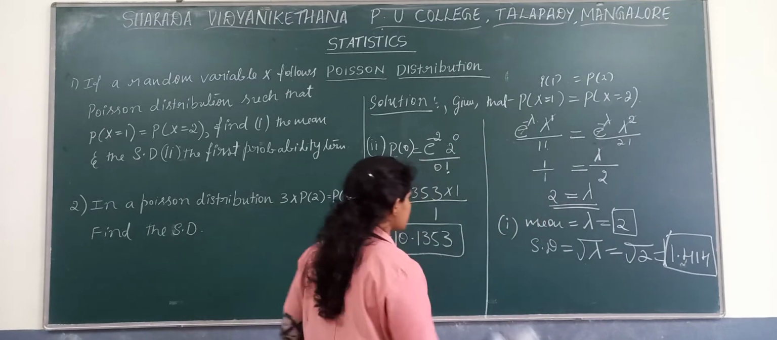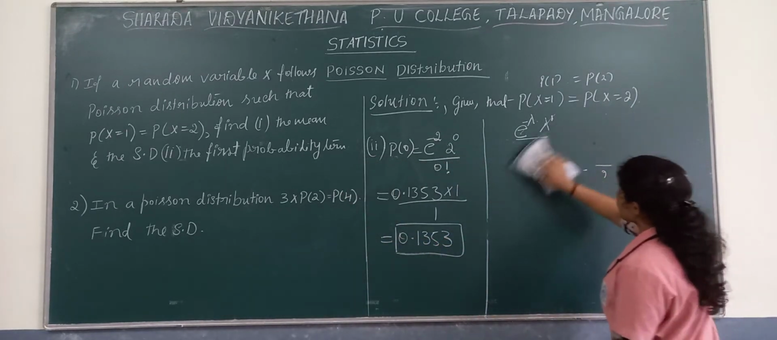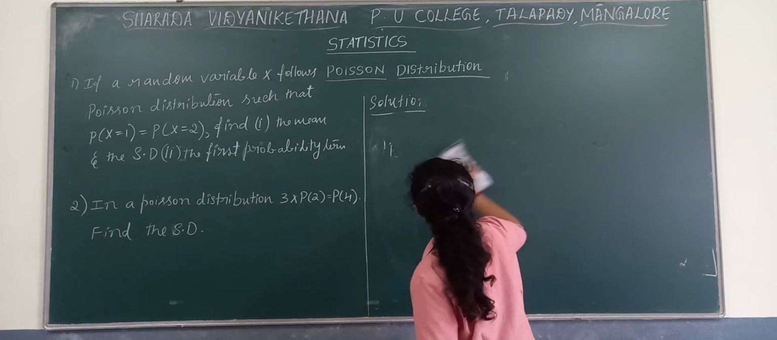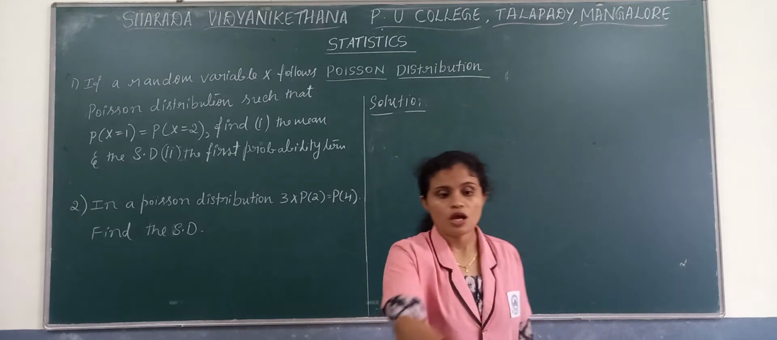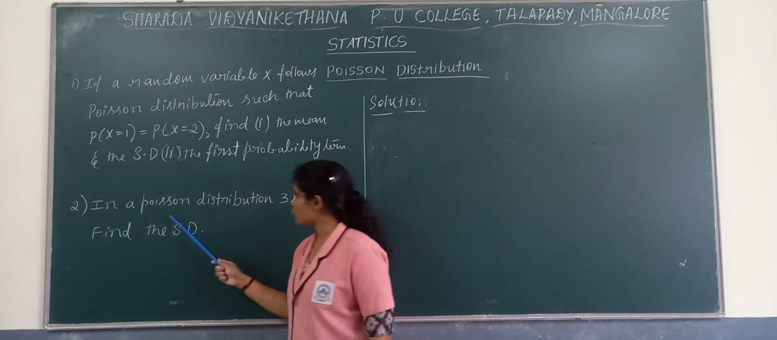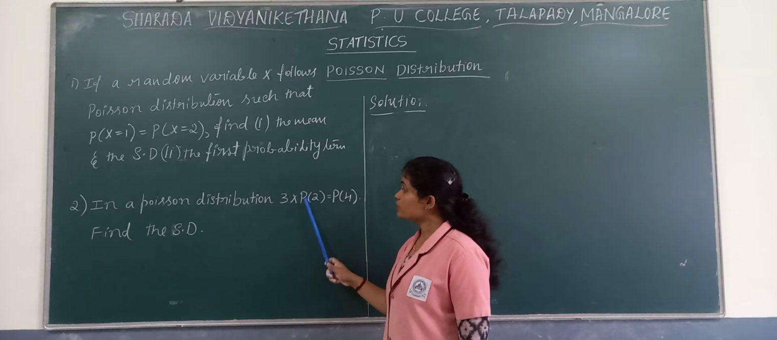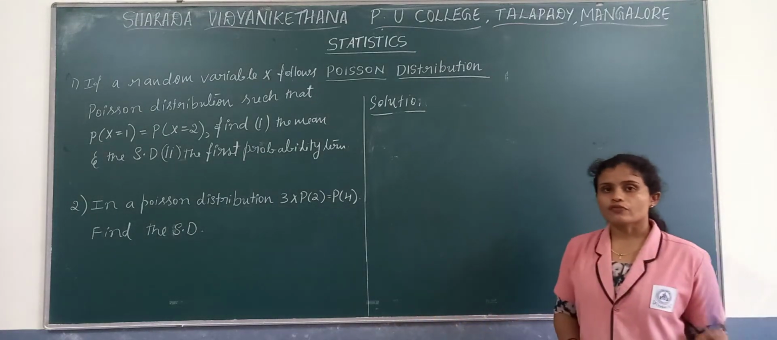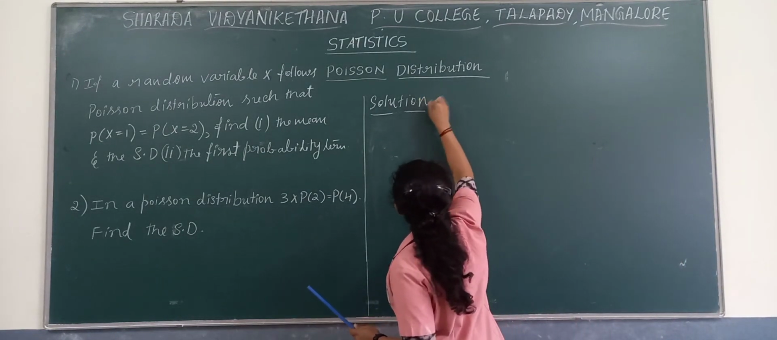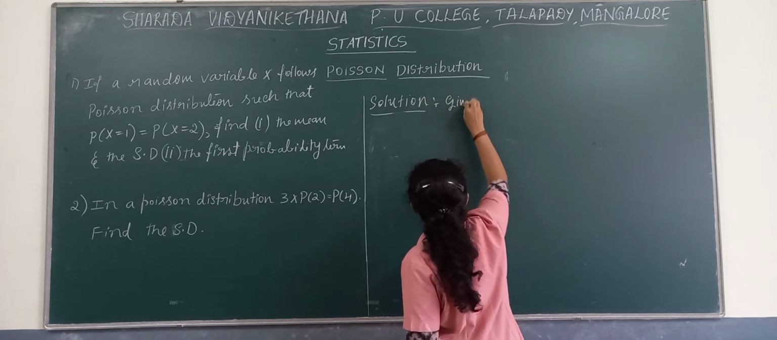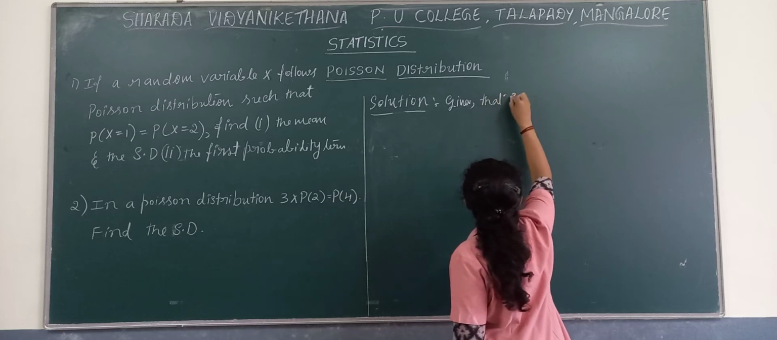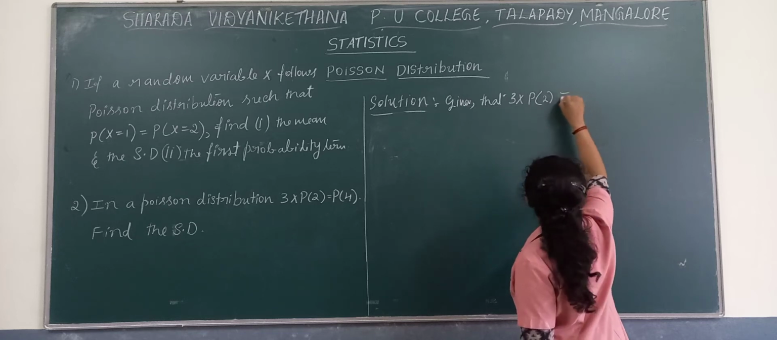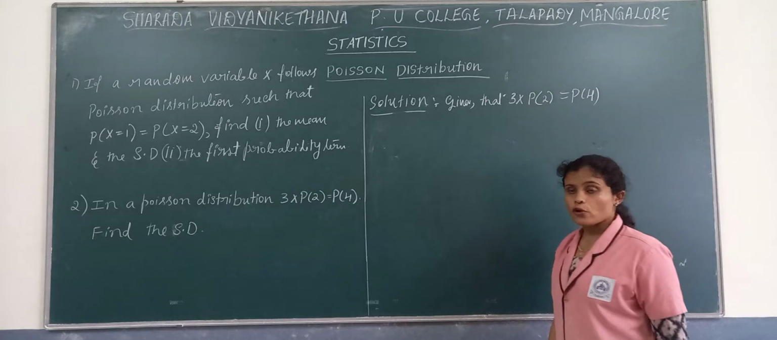The same kind of question, slight difference is there. Now read that second question. What they have given: in a Poisson distribution, 3 into P of 2 is equal to P of 4. Find the standard deviation. Only one question. We need to find out standard deviation. Here, given that 3 into P of 2 is equal to P of 4.